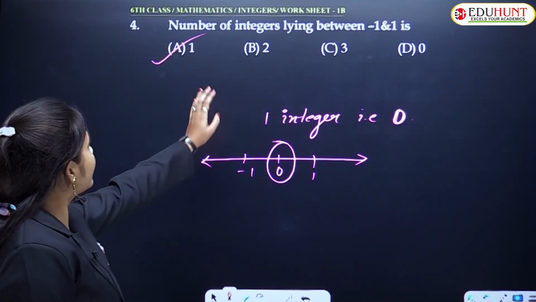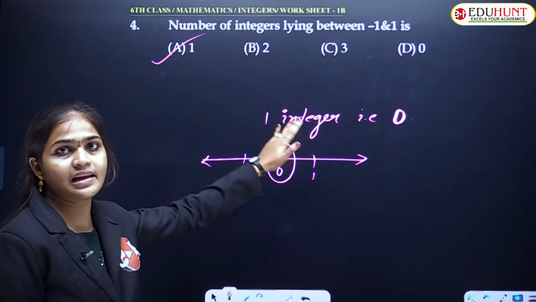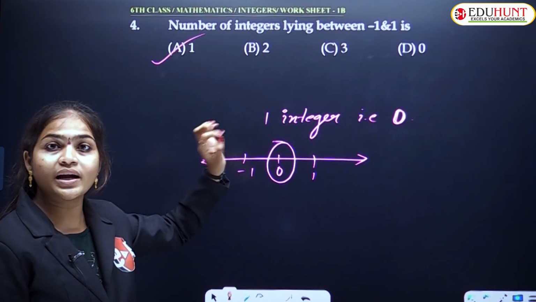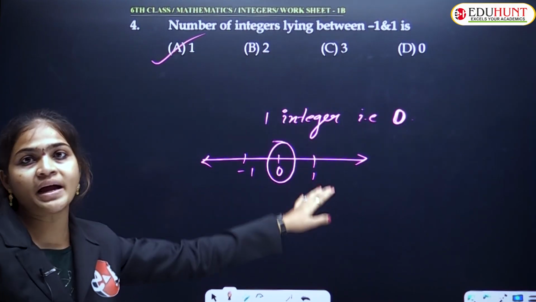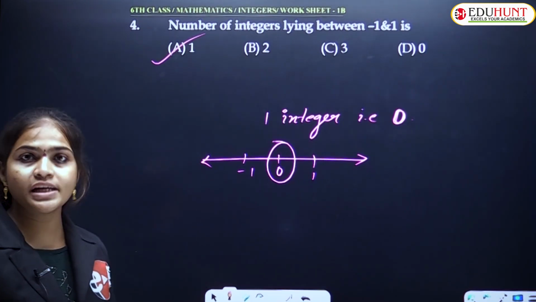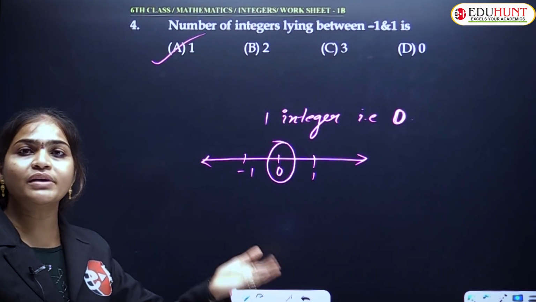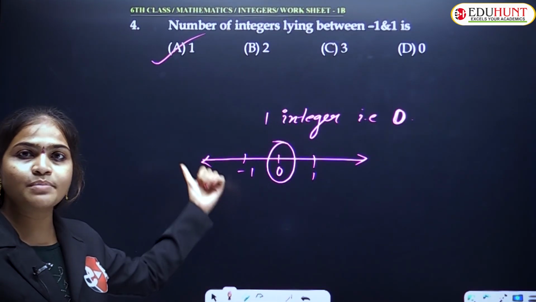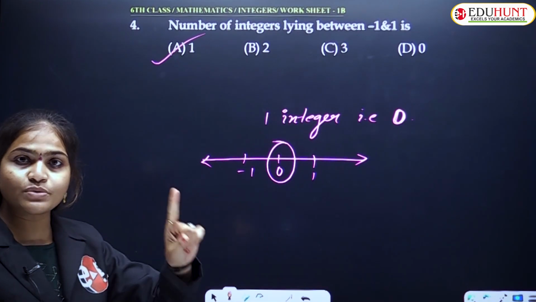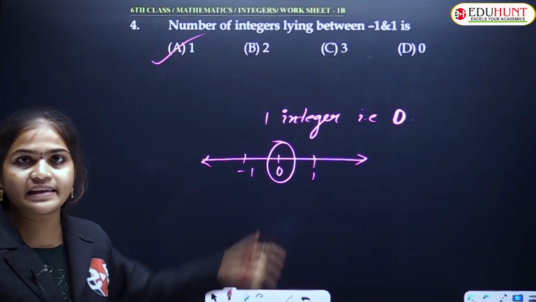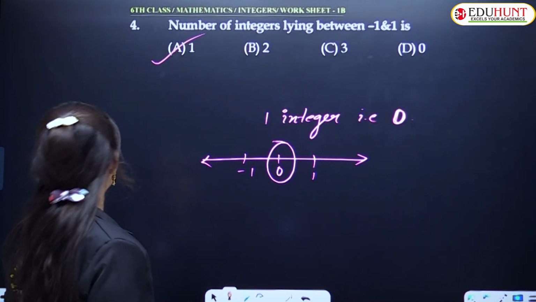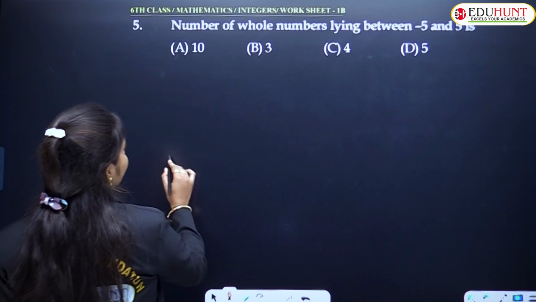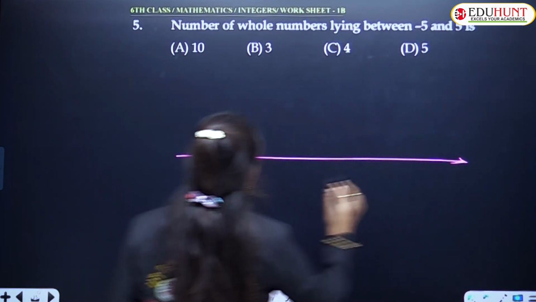Understand? So here they are asking how many integers are lying in between -1 and 1. They didn't ask what the integer is which lies in between -1 and 1. If the question is what is the integer which lies in between -1 and 1, that is 0. If it asks how many integers lie in between -1 and 1, that is one integer, and that one is also 0. Understand? Yes.